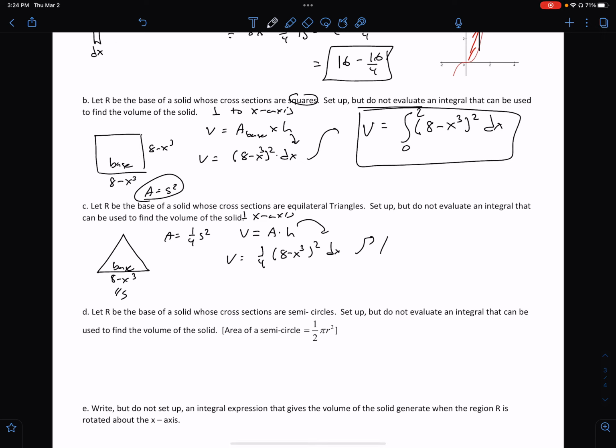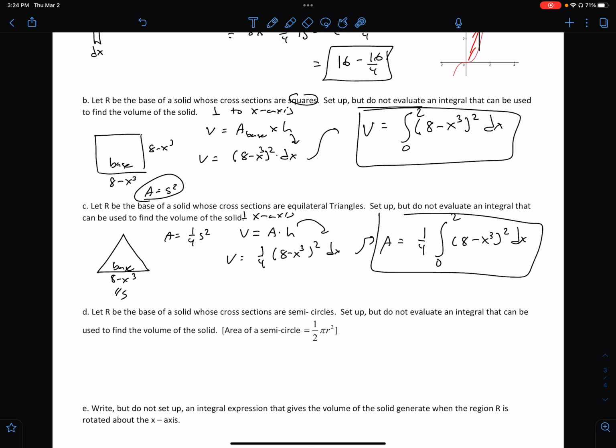So I'm going to make it a little nicer looking. We would get 1/4, and I'm going to keep that on the outside because it's just a constant. 8 minus x cubed squared dx from 0 to 2. Same bounds as all the others. There we go. Look how easy this is.